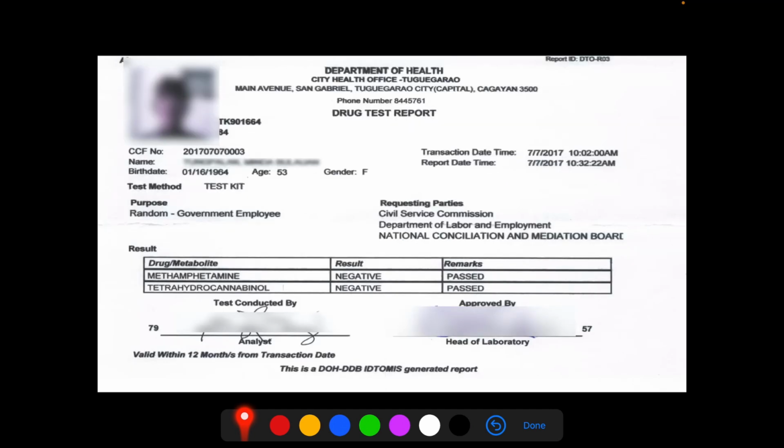So this is a sample result generated by IDTOMIS. It shows what metabolites are tested, the analyst, the head of the laboratory, and the pertinent data of the patient or the donor.